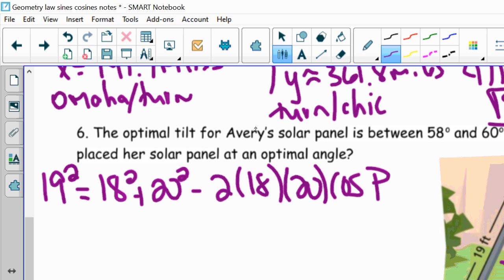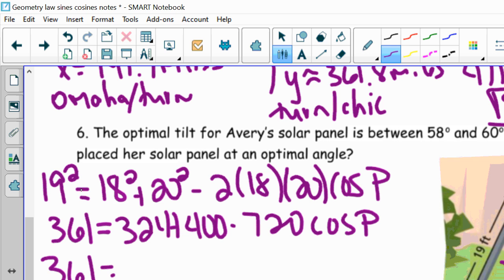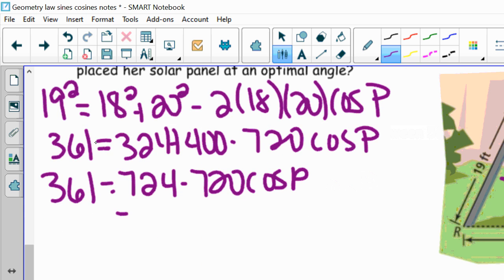So 19 squared gets me 361. 18 squared is 324. 20 squared is 400. 2 times 18 times 20 is 720 times the cosine of P. So 361 equals, so I'm going to add 324 and 400 and get 724 minus 720 cosine of P. I'm trying to get the P all by itself. So first I'm going to subtract 724 from both sides.